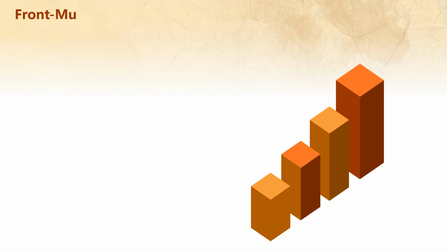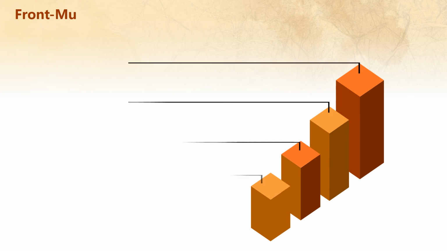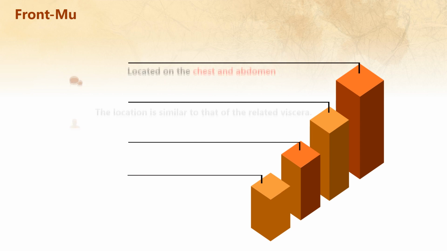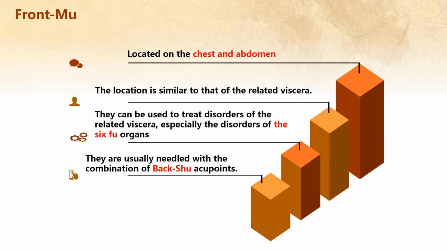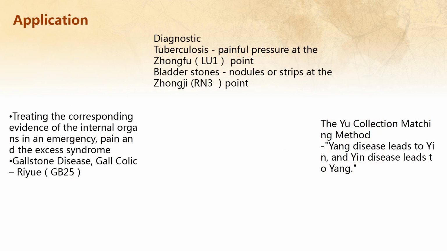Front mu points are located on the chest and abdomen. The location is similar to that of the related viscera. They can be used to treat disorders of the related viscera, especially the disorders of 6 fu organs, and are usually needled in combination with back shu points. We use front mu points to treat the corresponding internal organs in emergency, pain, and excess syndrome, such as gallstone disease.